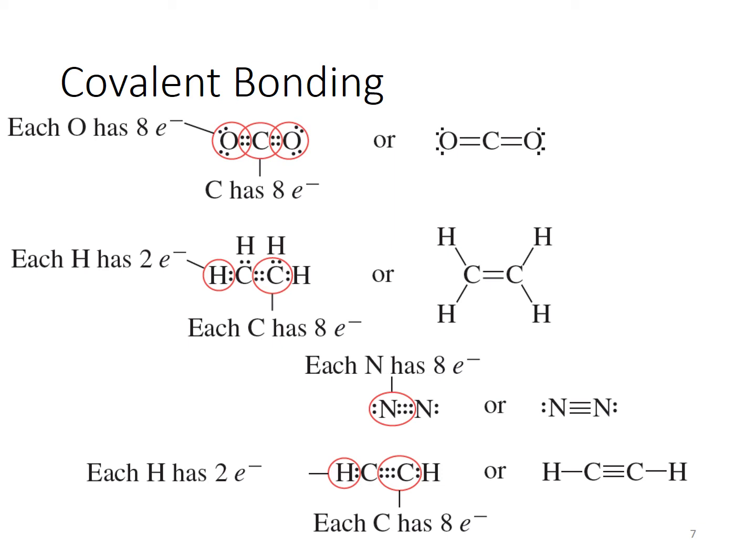Each of those nitrogens still has a lone pair in order to get a total of 8 electrons. So this would be how you draw that Lewis dot structure for nitrogen. You can see there's another example where carbon is forming a triple bond.